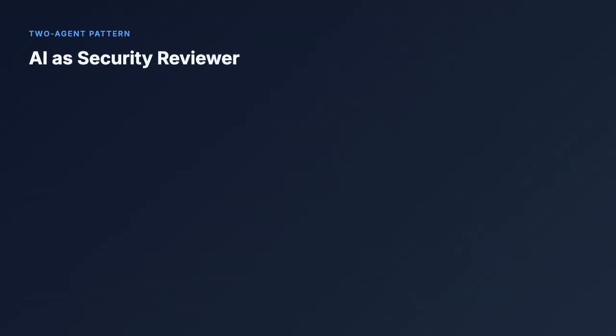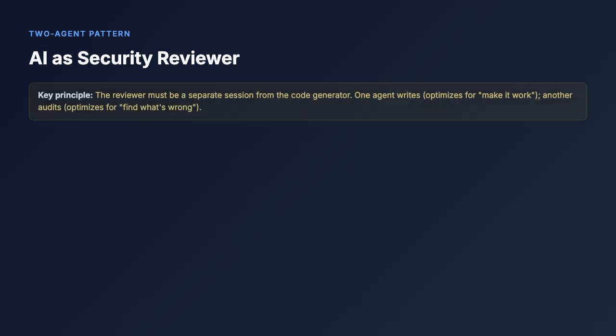Beyond static analysis, you can use a second AI agent as a security reviewer. The key principle: the reviewer must be a separate session from the code generator. One agent writes, optimizing for making it work. Another audits, optimizing for finding what is wrong. Same model, different job, separate context.